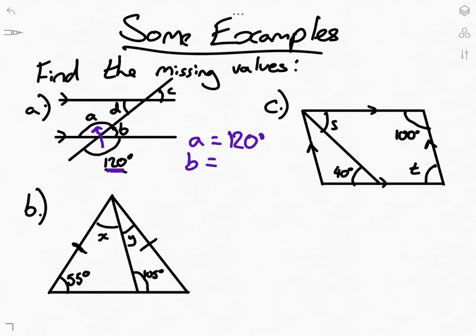What about B? Well, B is on a straight line with A, or on a straight line with 120 actually. So either way, you do 180 take away 120 is 60, because angles in a straight line add to 180. Now we need to use our parallel line rules to get across to the other side of the parallel line. B corresponds to C, so C equals 60. And then B is alternate to D, so D equals 60. Or D and C are opposite, you can do that as well.